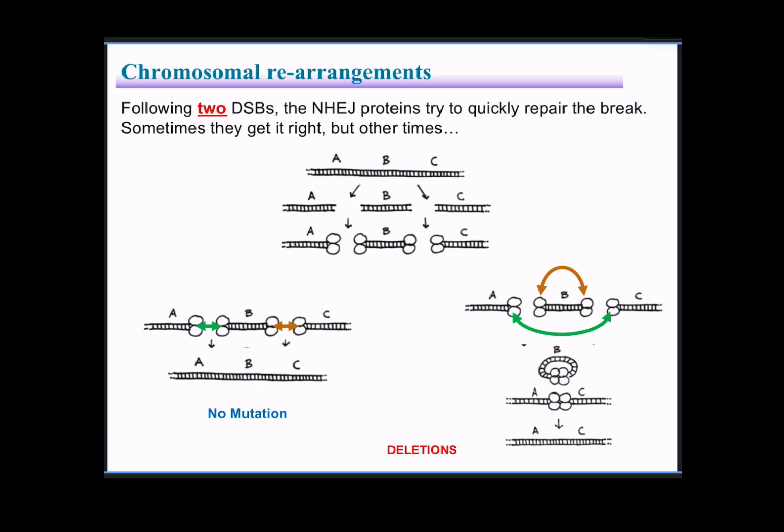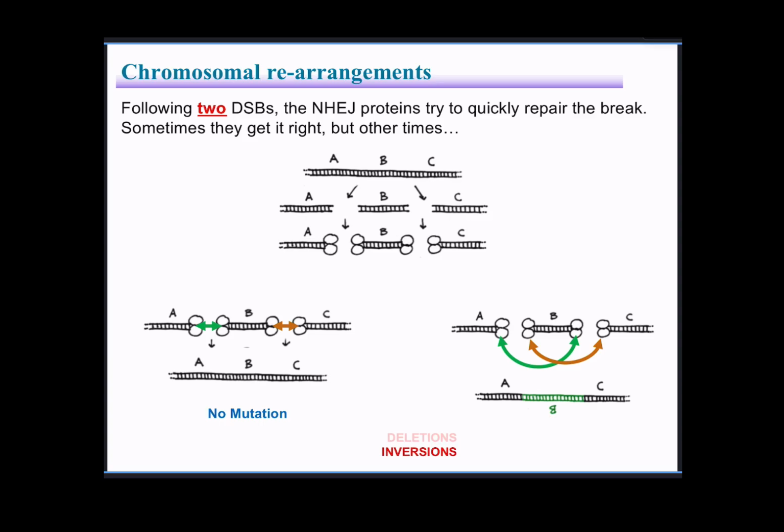But more importantly, the A and C fragments are now joined together with nothing in between them. So we say that a deletion took place. More specifically, a deletion of the B locus took place. Right? We used to have ABC, and now we have AC. No B in between.